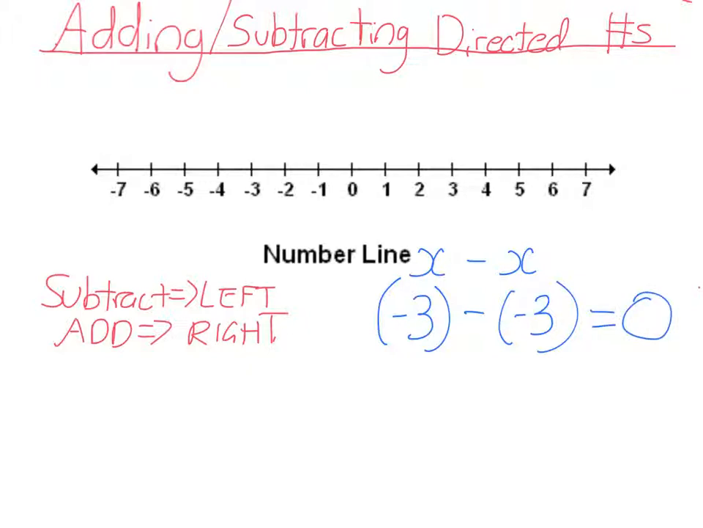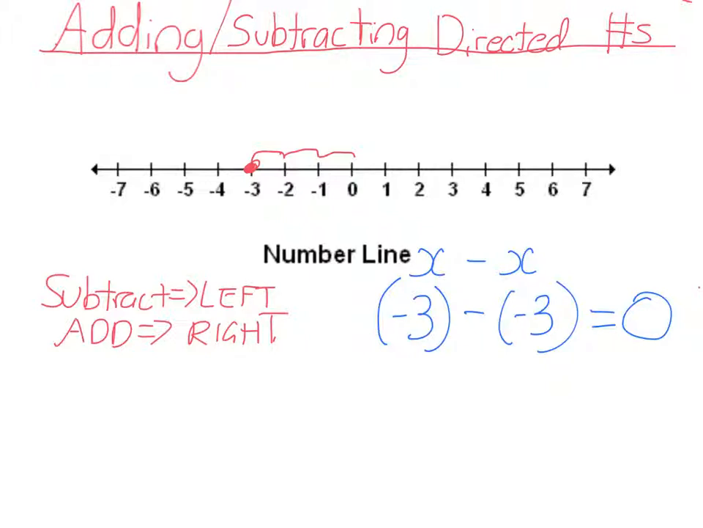So let's look on the number line at what we've actually done. We started at negative 3, right here. So how have we got to 0? We've gone 1, 2, 3 to the right. But that doesn't make any sense, does it?